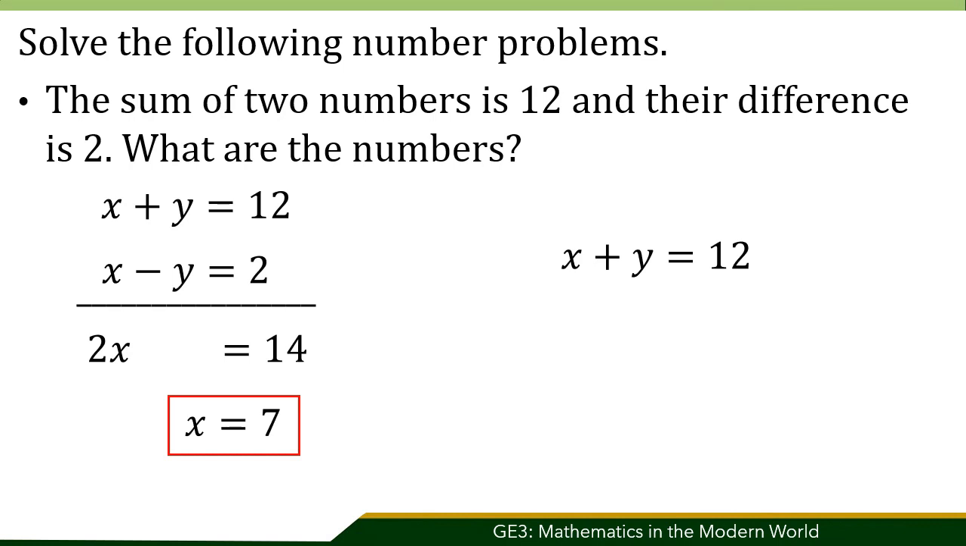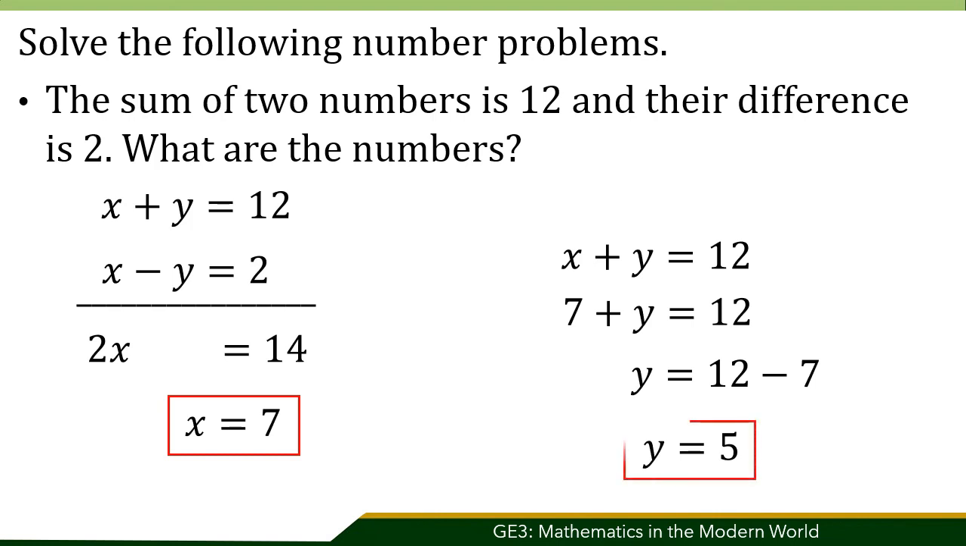Substitute the value of x, which is 7. So 7 plus y equals 12. Transpose 7. y equals 12 minus 7. And we're going to get 5. y equals 5. So that's the second number. So check. 7 plus 5 is 12. 7 minus 5 is 2. So our answers are correct.